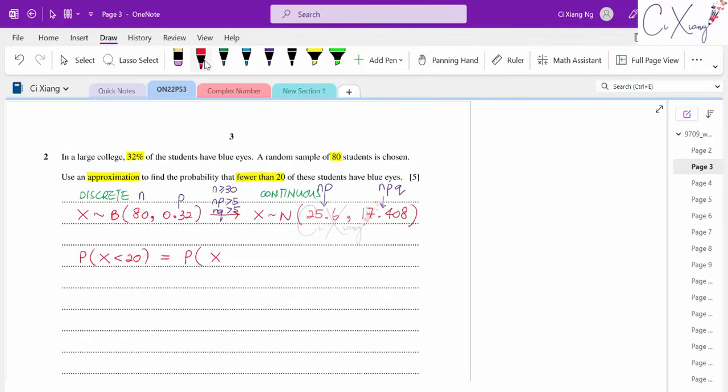So for the continuity correction, x smaller than 20 includes 19, right? x smaller equals to 19. Therefore, the continuity correction should be 19.5.